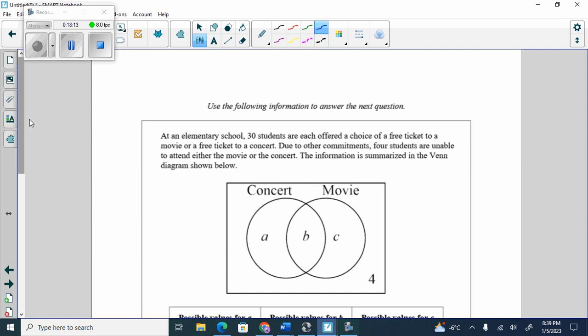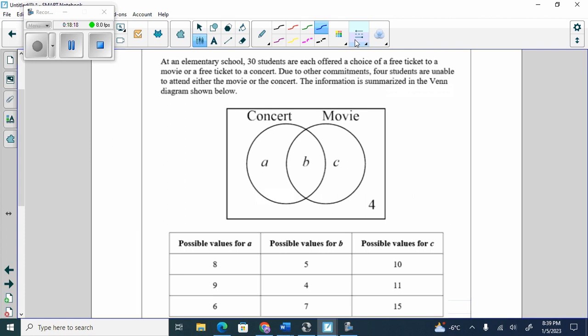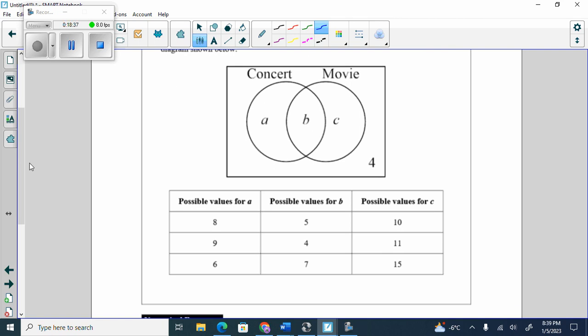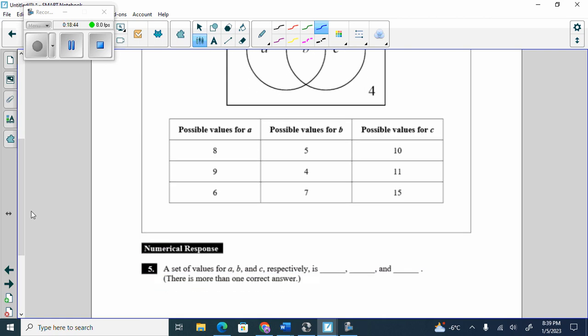This one says, at an elementary school, 30 students are each offered a choice of a free ticket to a movie or a free ticket to a concert. Due to other commitments, 4 students are unable to attend either the movie or the concert. The information is summarized in the Venn diagram below. Okay? So here we have possible values for A, B, and C. It gives you options. And then here it says, a set of values for A, B, C respectively is blank, blank, blank.